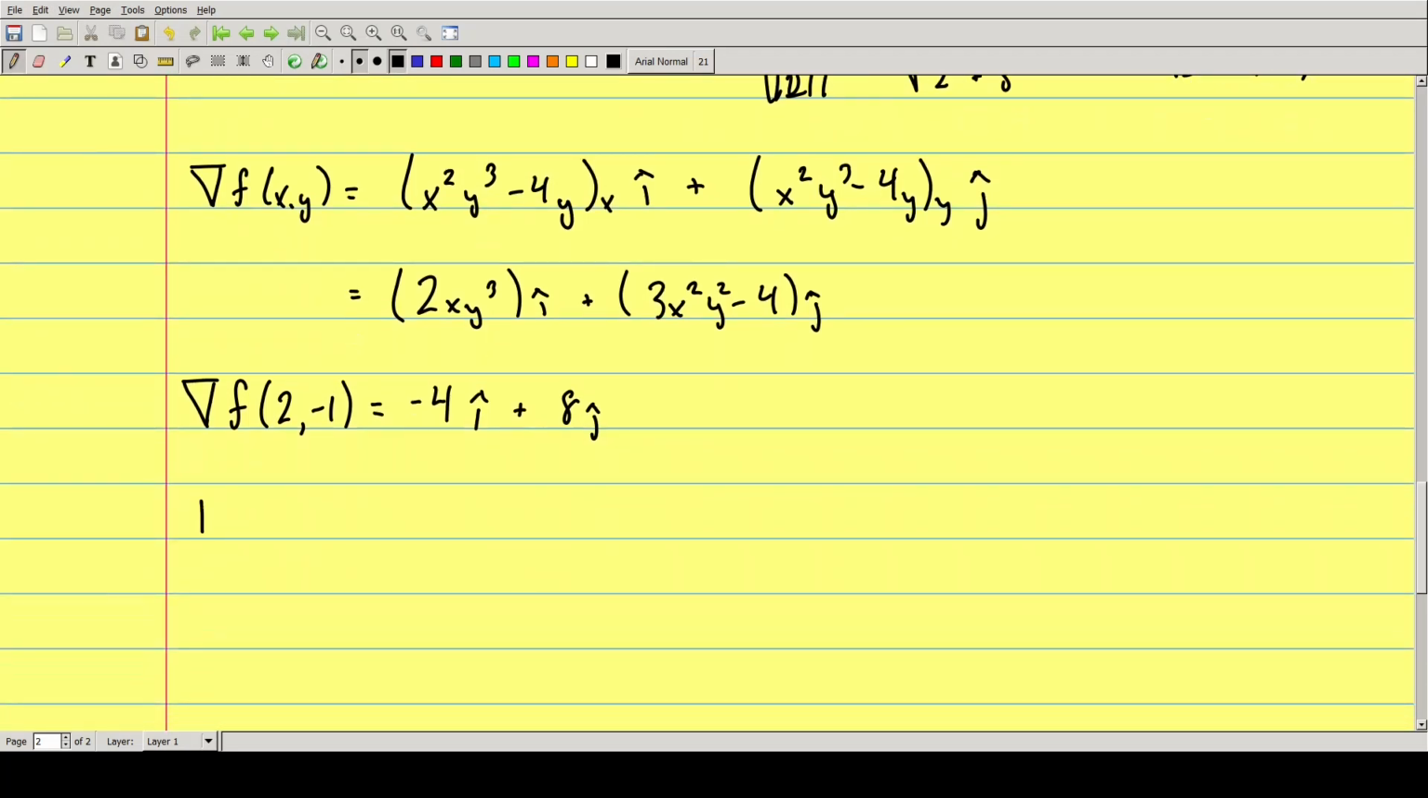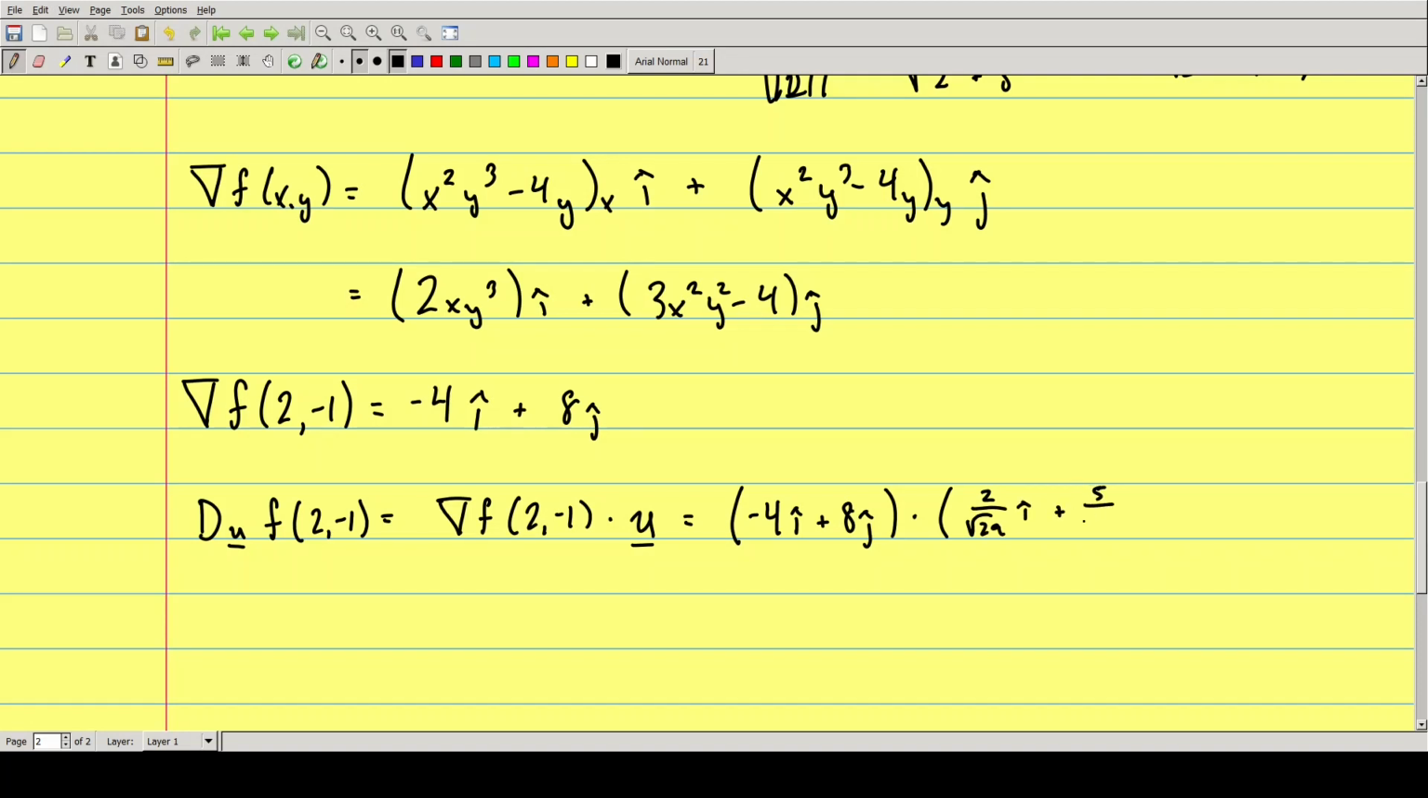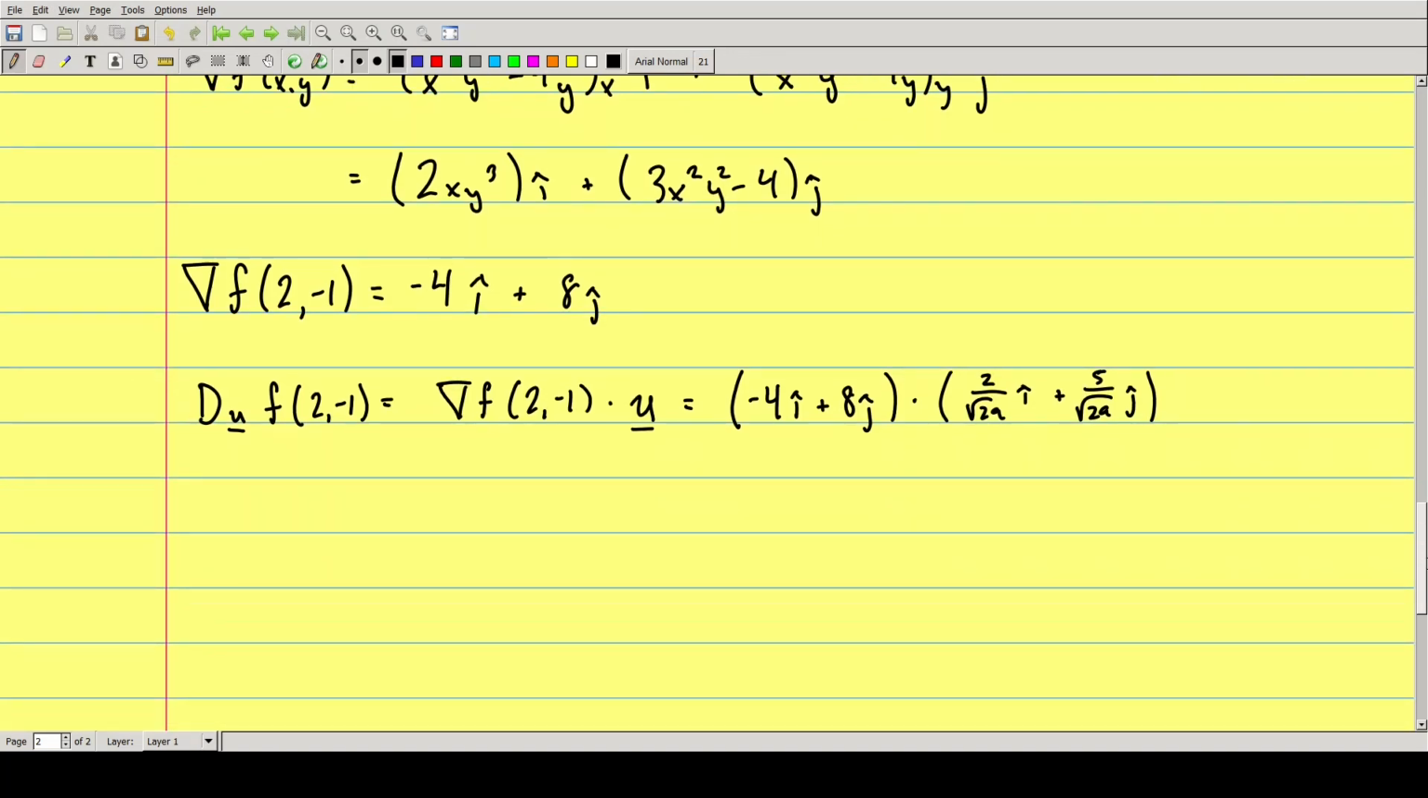And now what we can do is compute our directional derivative at the point by taking our result for the gradient at (2, -1) and taking its dot product with our unit vector. Like so. Okay.